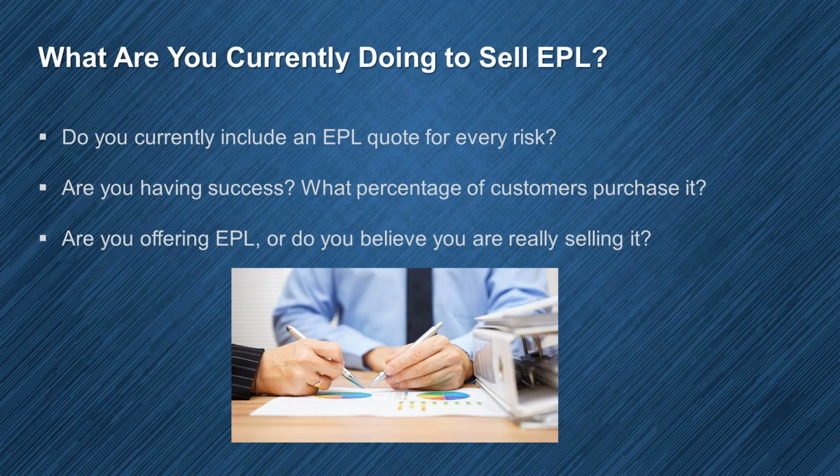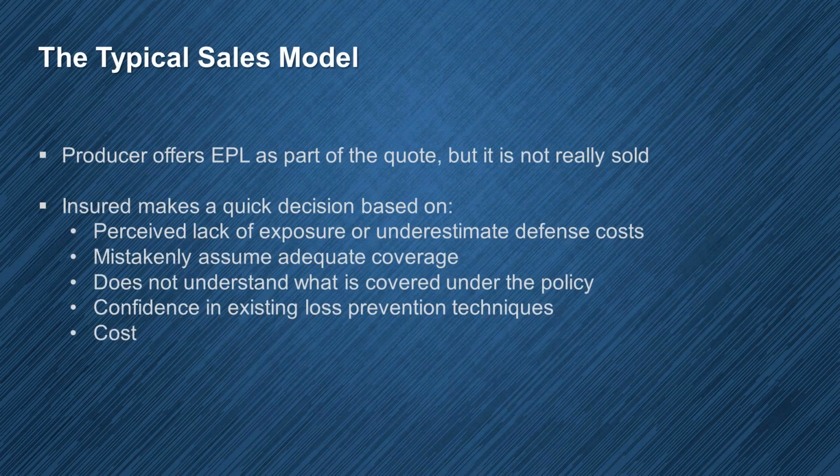And are you offering EPL or are you really selling it? So is it, hey, here's this coverage that's available, or are you explaining to the insured what their exposures are and, like I said, truly selling it? So here's the typical sales model. The producer offers EPLI as a part of the quote, but it's not really sold. So it's included in the conversation, but there's not a whole lot of time spent on it. So then the insured makes a quick decision, a perceived lack of exposure.